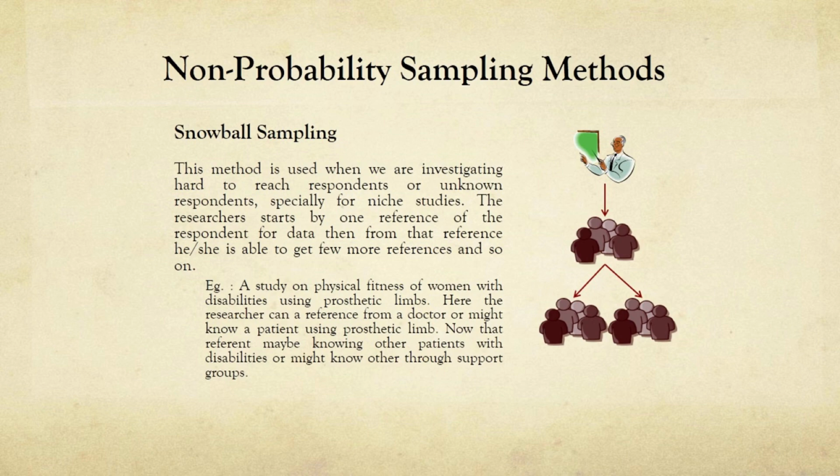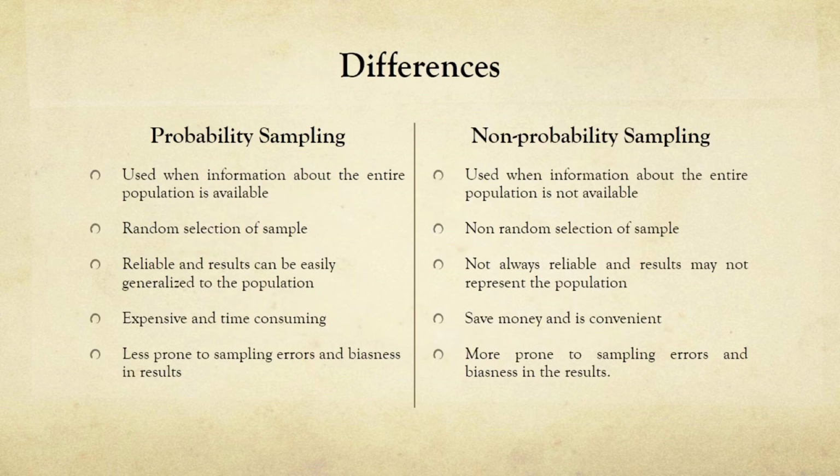And let me just quickly tell you the difference that is there between probability and non-probability sampling. As we've already discussed earlier, probability sampling is used when we have the information about the entire population or we have the sampling frame with us. In non-probability sampling, we do not have the sampling frame, and it is usually done where we are doing an exploratory study or a qualitative study. Probability sampling, we randomly select the sample, whereas non-probability, we do not select the sample randomly. That is done at our own convenience.